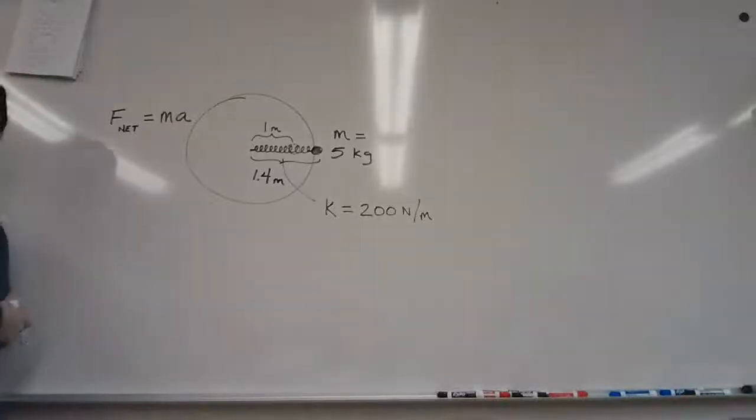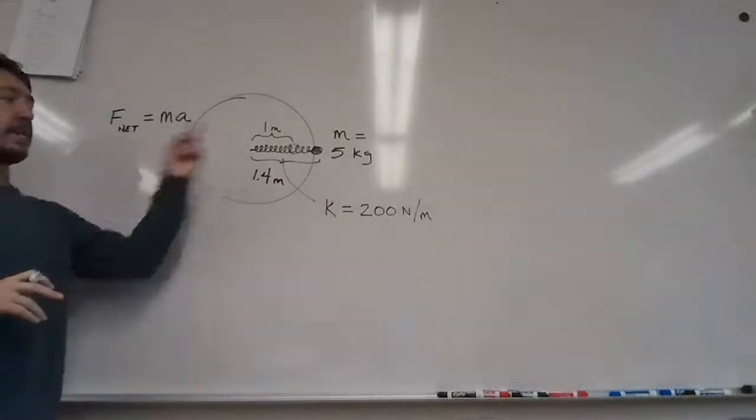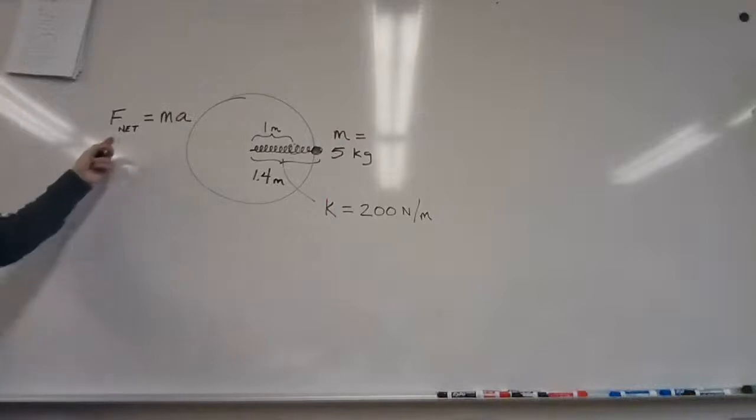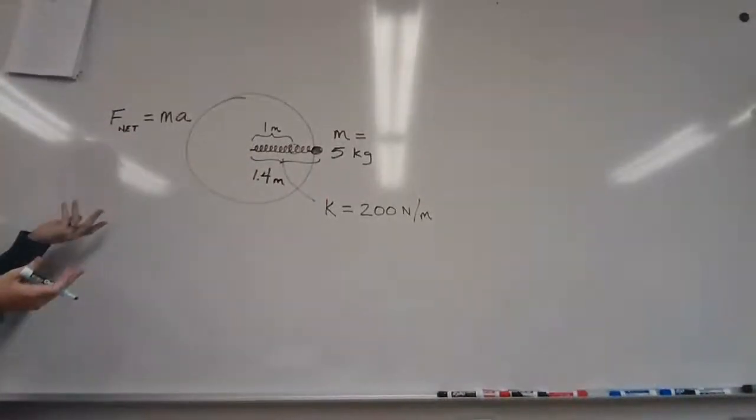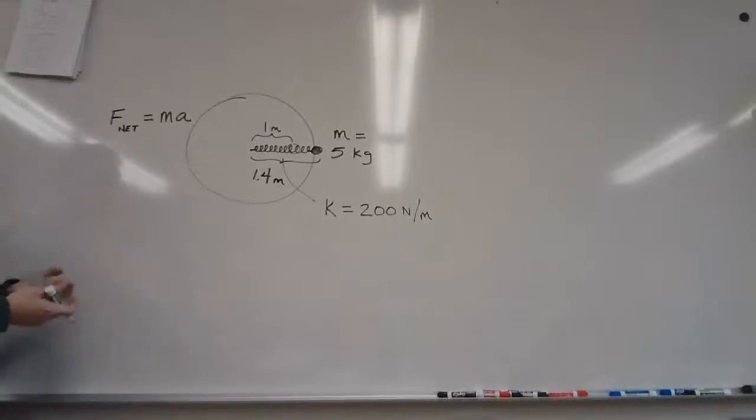F net equals MA. Okay, that's the equation we pretty much are always going to write. So, who is providing the force? Like, what am I going to replace this F net expression with? The spring force. Well, the spring force. So how much force does a spring provide? What's the formula for spring force?